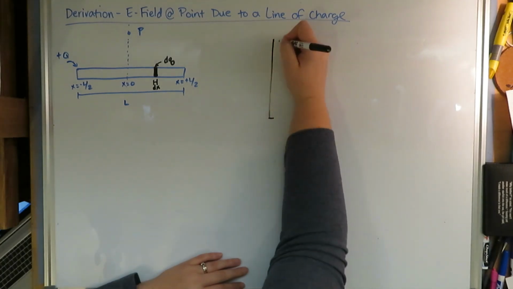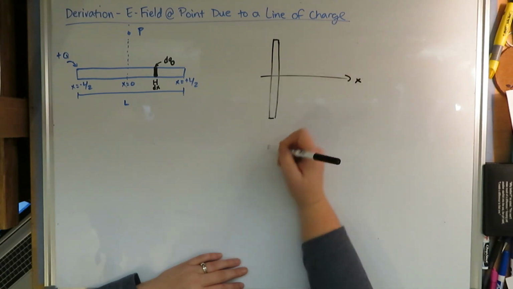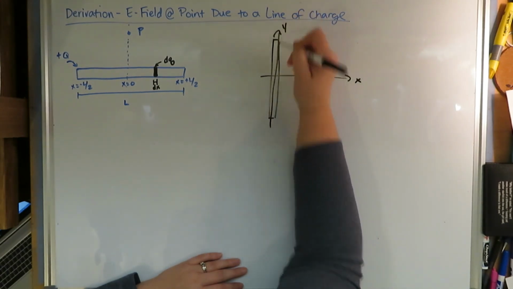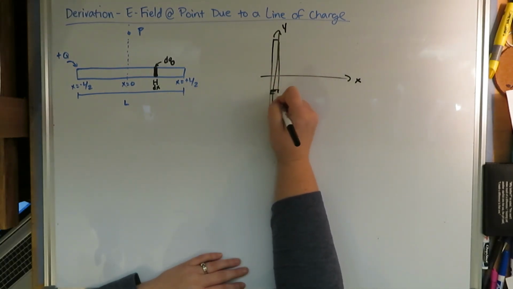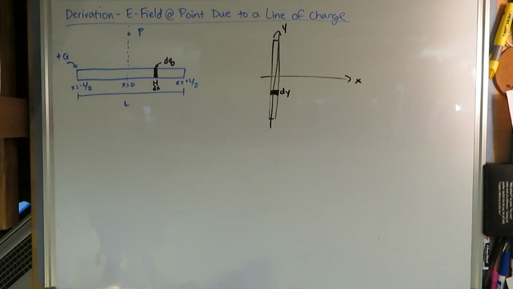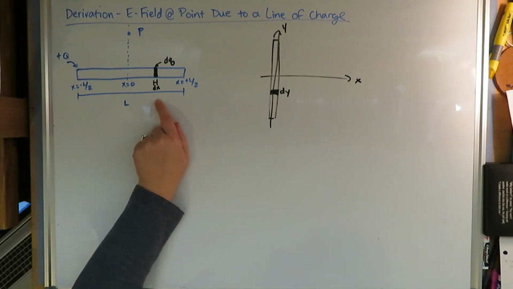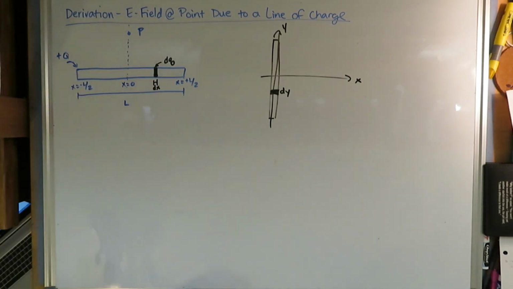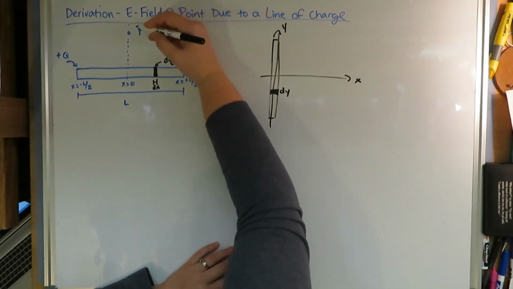If, for example, my rod was aligned vertically, and I define my x-axis to be that direction and my y-axis to be this direction, then my slices here might be dy's. So you have to be careful with your coordinates. So I'm defining this as a little bit of dx. dr would not be appropriate in this case because r is going to be a separate dimension. It's going to be the dimension between my infinitesimally small charge and point P.